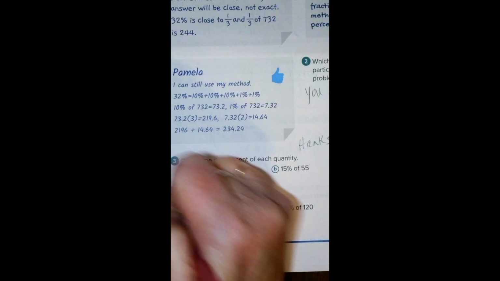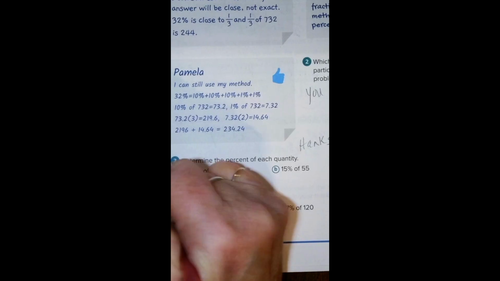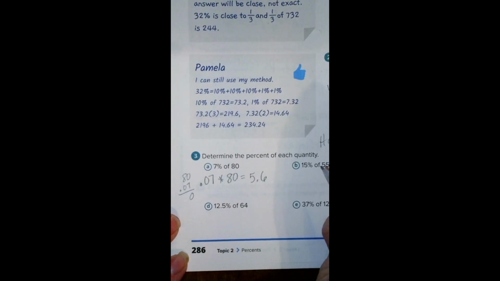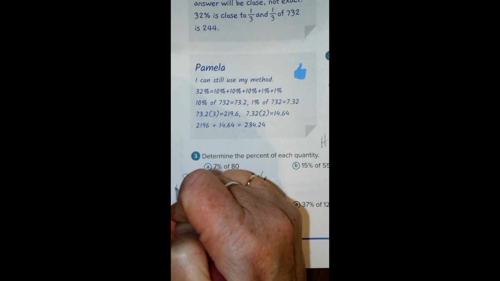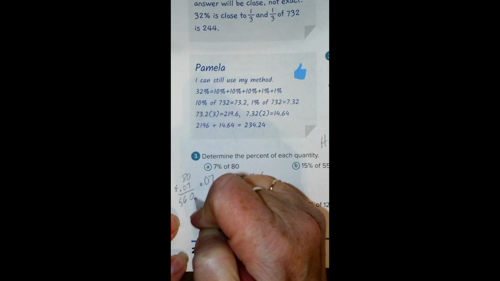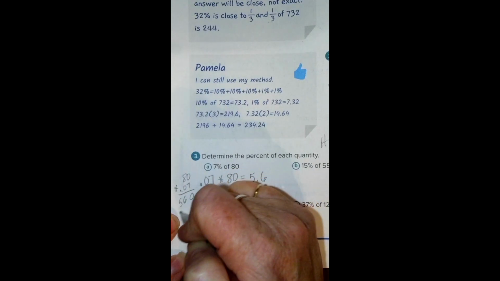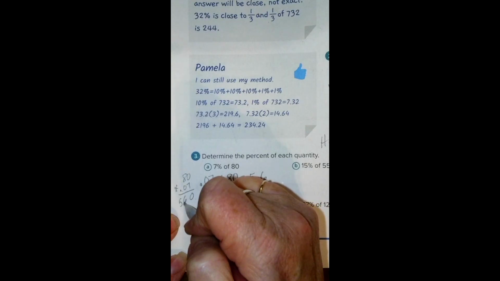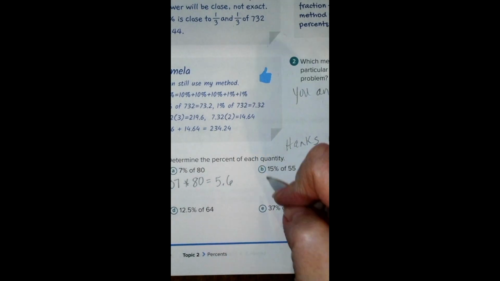If we wrote it out like this, 7 times 0 is 0. 7 times 8 is 56. 2 numbers behind the decimal. I don't need to do this whole next row because it's 0 times everything. So 5.6.